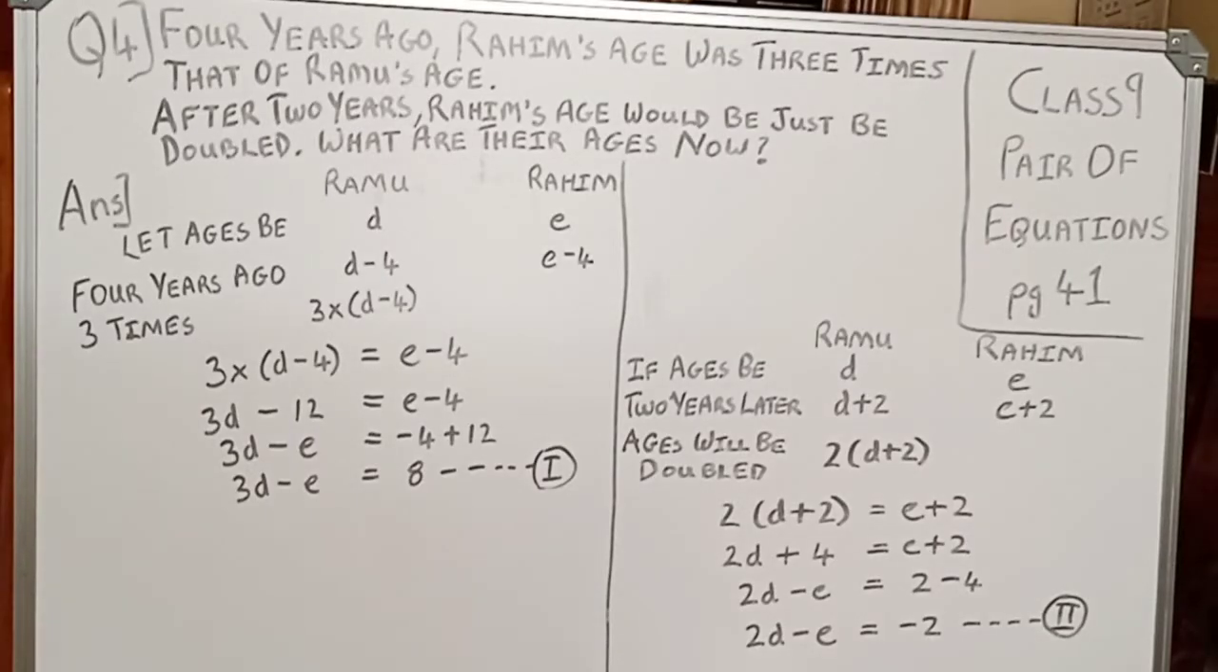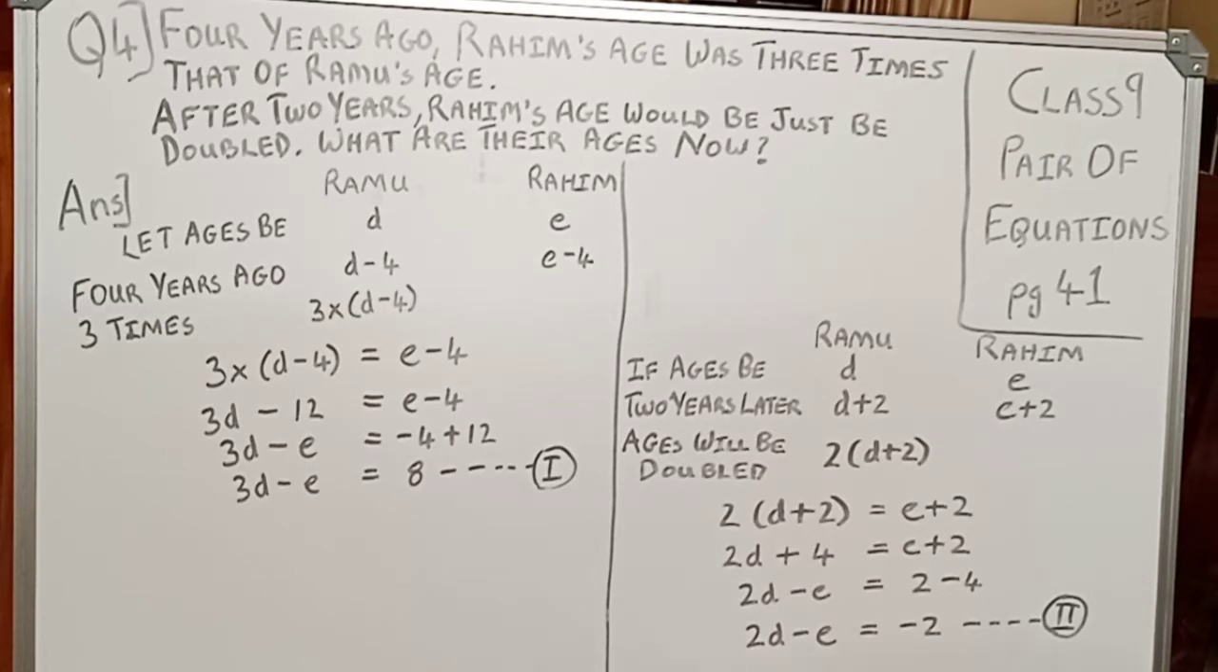Hello students, today we will be discussing page number 41, the fourth question. The fourth question states that 4 years ago, Rahim was 3 times that of Ramu's age. So Rahim's age was 3 times that of Ramu's age.